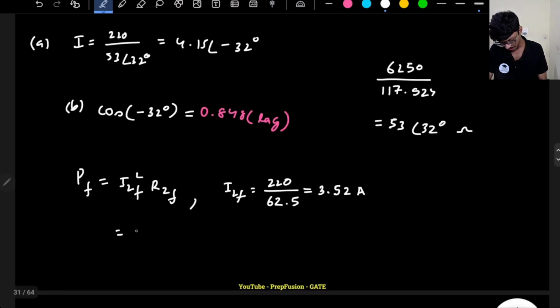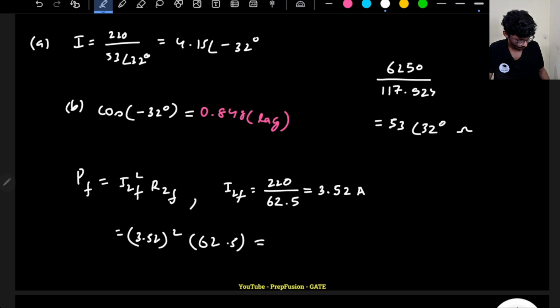Forward field power will be current 3.52 whole square into the forward field resistance, that is 62.5. This will be equals to 3.52 whole square into 62.5. So it comes out to be 774.4 watts.